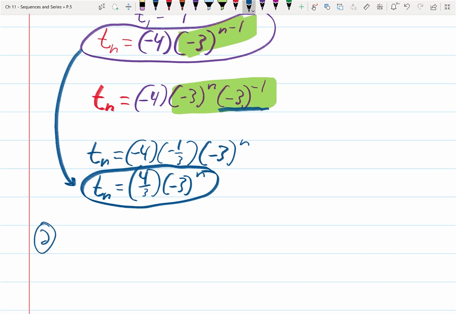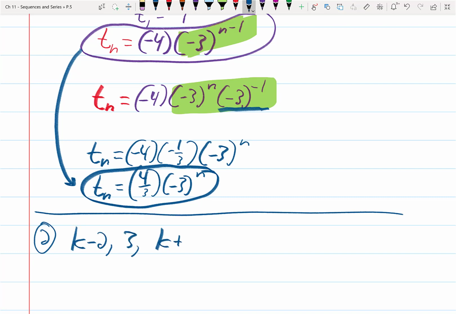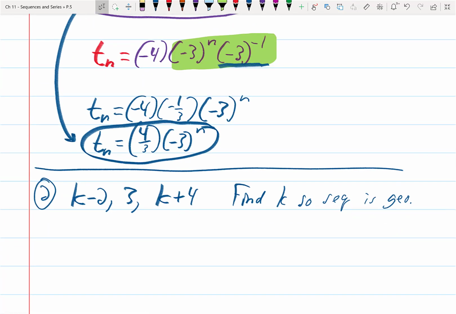Number 2 is a review problem. I told you this one was coming back. k minus 2, 3, and k plus 4. And what I want you to do is find k so the sequence is geometric.